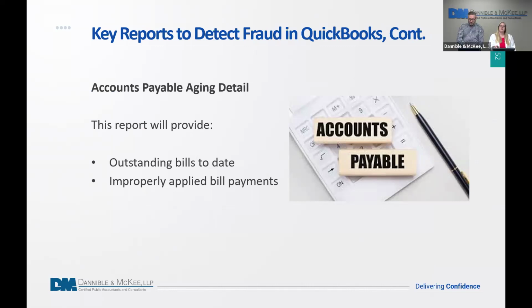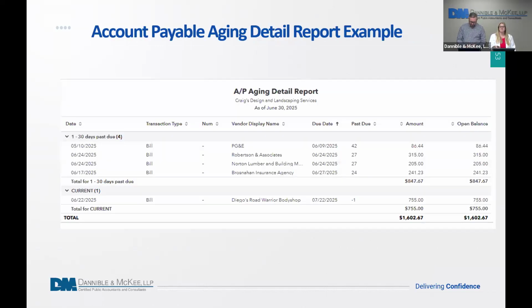Similar to accounts receivable, we have our accounts payable aging detail report, and this provides outstanding bills to date and improperly applied bill payments. So the reports look pretty similar. So you can see if it's 1 to 30 days, if it's over 90, if it's current, the bill, the vendor, when it's due, how many days it's past due, and the amount. And similar to the accounts receivable, you only want to see bills on here in that transaction type column, or maybe a payment, because maybe you overpaid the bill, or a vendor credit might be in there because you haven't utilized it yet. But kind of a red flag if you see anything other than those transaction types in there. You don't want to see journal entries.